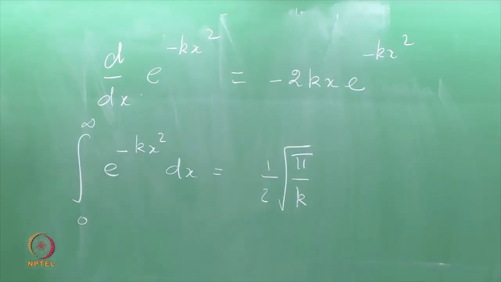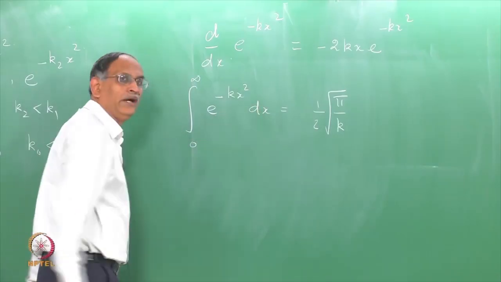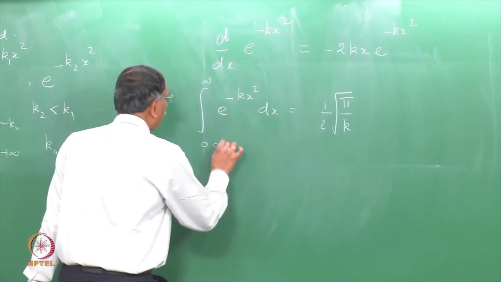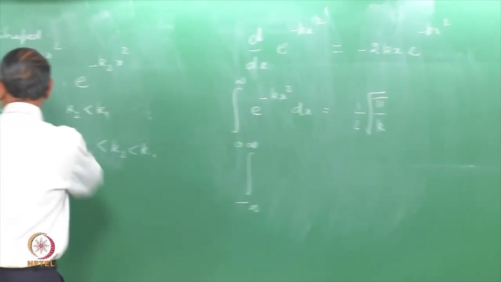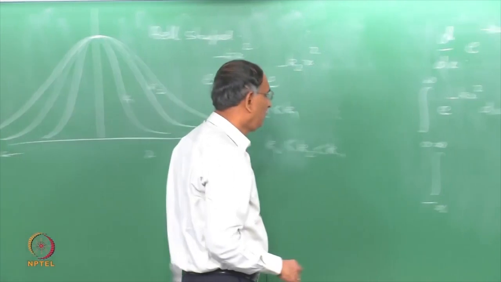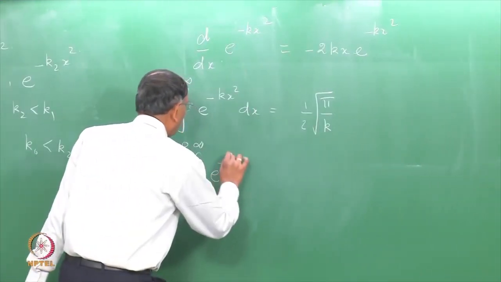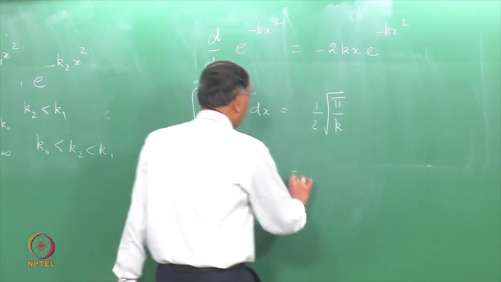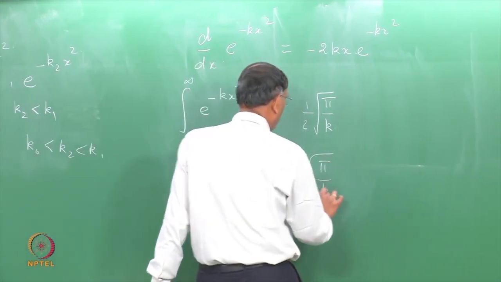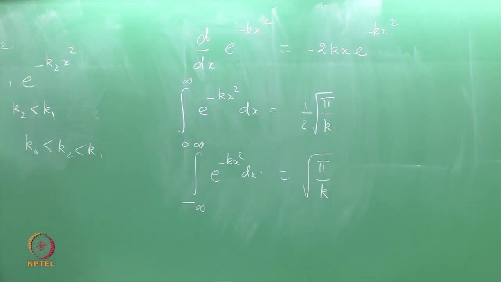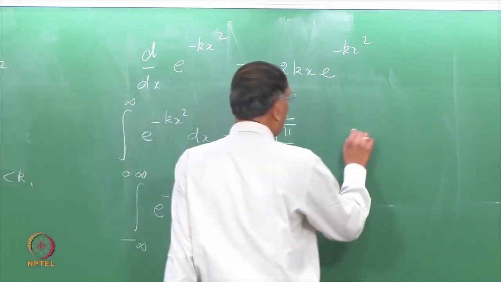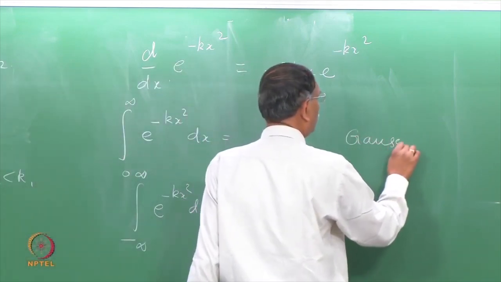This is a property, and this being an even function, you can also do the integral of the same function between the entire x coordinate, e to the minus kx square dx, and that is exactly twice this integral, it's root pi over k. Okay. So these are standard integrals known as Gaussian integrals.